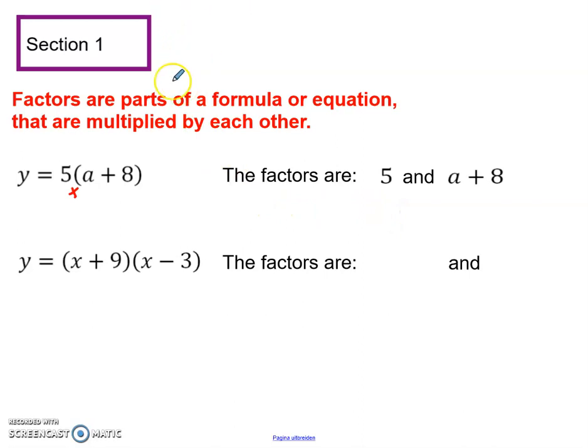When we look at the second formula, there are also two parts that are multiplied by each other. So, what are the factors in this second formula? This is the first one, and that is the second one. So this means the first factor is x plus 9, and the second factor is x minus 3. So again, when you talk about factors, you are always multiplying. And both formulas had two factors, two parts of the formula that were multiplied by each other.